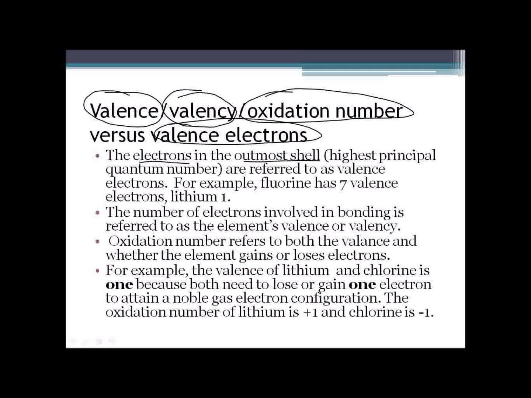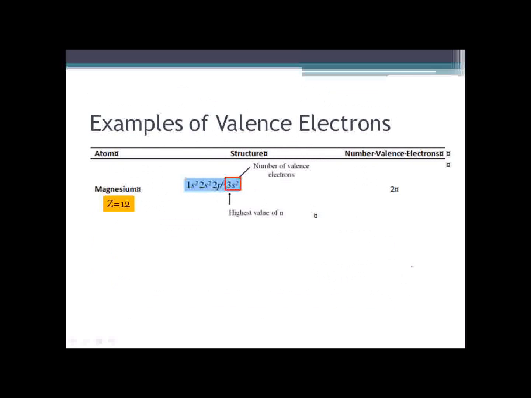So let me give you an example here. We look at lithium and chlorine. The valence of those two elements is 1. The reason being is lithium will tend to lose 1 electron to look like helium, and chlorine will tend to gain 1 electron. So the valence is 1, there it is there, right? But the oxidation number for lithium is +1. The plus here means that it's going to get rid of an electron, and for chlorine it's -1. Now we'll get that terminology out of the way. Let's start looking at examples.